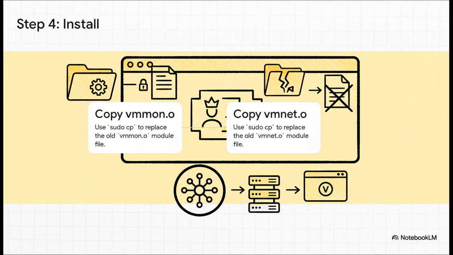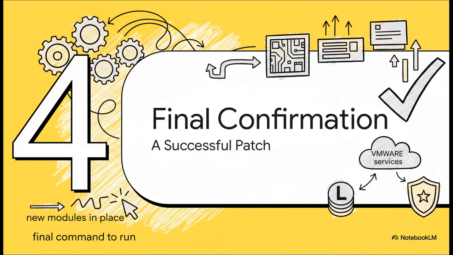This is where we actually fix the problem. With these two commands, and you do need sudo for these, we are literally taking our brand new, freshly compiled vmmon and vnet files and copying them right over the old broken ones. That's it. That's the secret sauce. So our new, shiny modules are in the right spot.